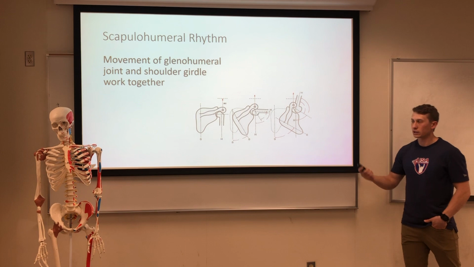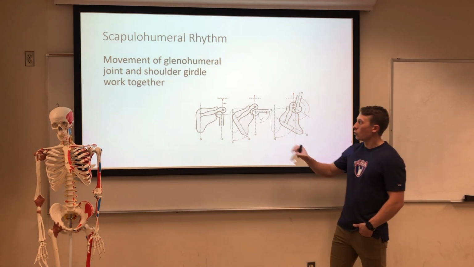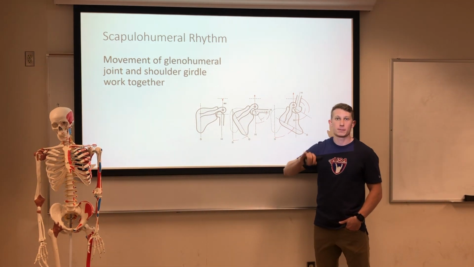Okay. When we look at the movements of our glenohumeral joint, we have a rhythm between the scapula and the humerus.